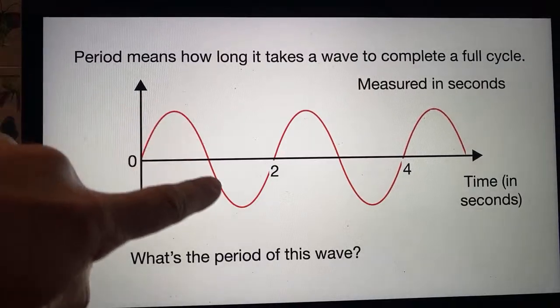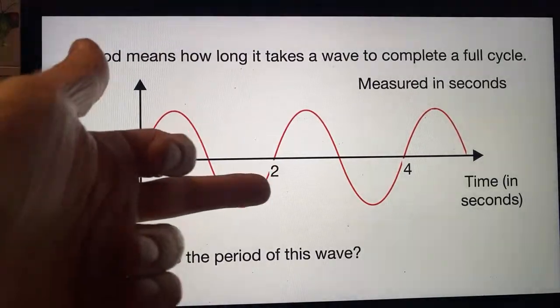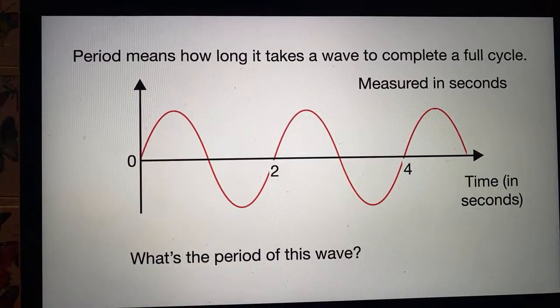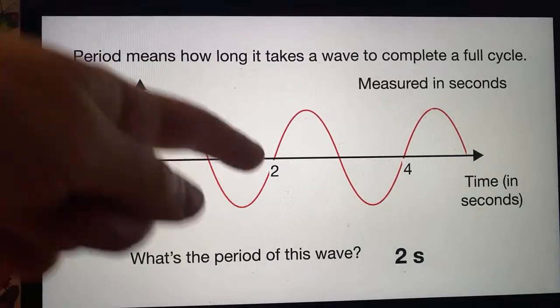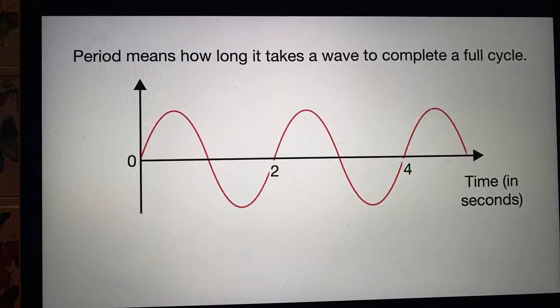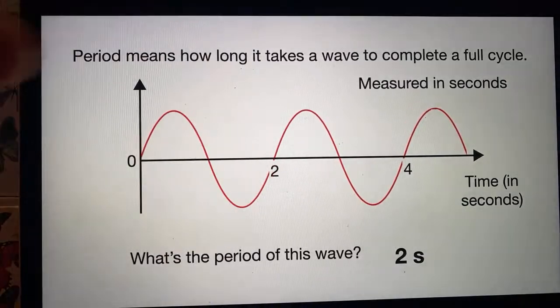It goes all the way up and all the way down and then comes back to the midpoint again after 2 seconds. So the period of that wave, how long it took to complete one full cycle, is 2 seconds, okay? Because one full wave went by in 2 seconds.